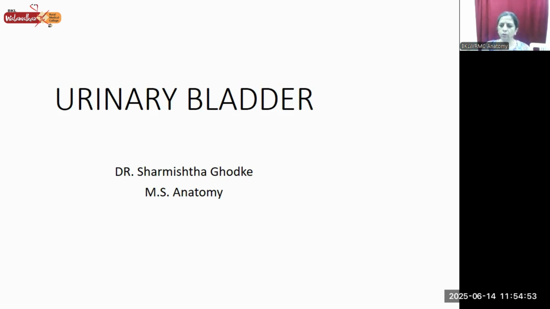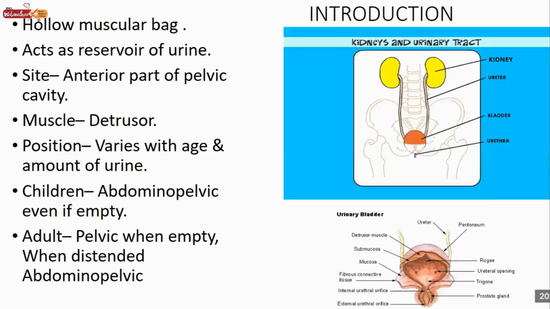Already you have seen one bladder, that is the gall bladder. The function of the gall bladder was that it stores bile. Similarly, the urine is stored by the urinary bladder. If we look at this organ, it is a totally muscular hollow bag, which acts as a reservoir of the urine. And the site, as you can see in the picture, is in the lesser pelvis in the anterior aspect. The muscle which is present is the detrusor muscle.